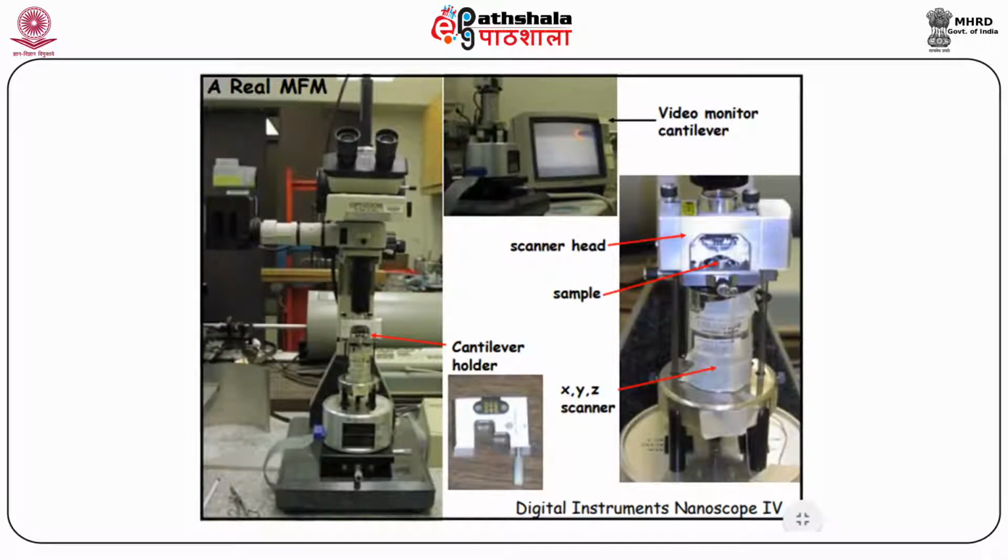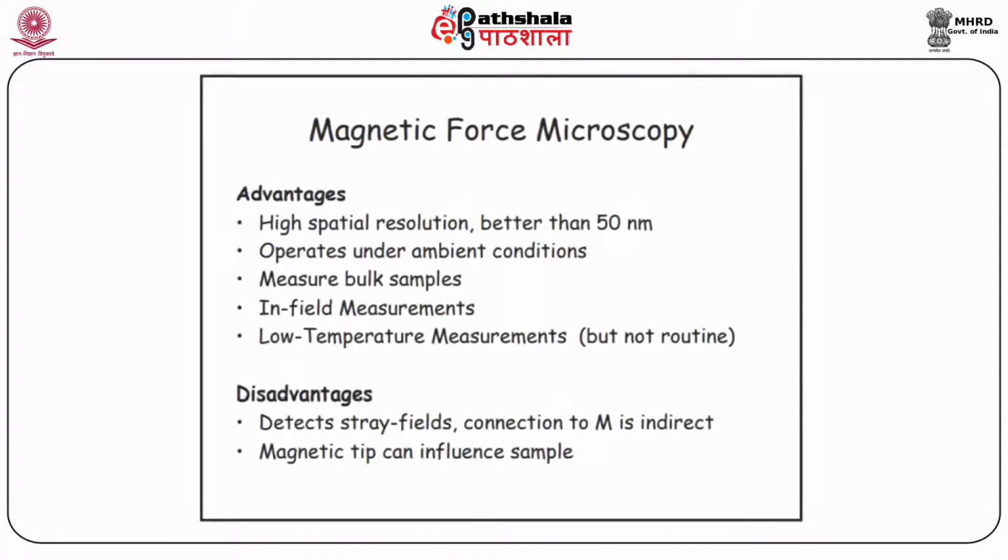A real MFM has been shown. The monitor has been shown, through which interaction between various layers can be discussed. Then we have the scanner head here, the sample holder, the cantilever head holder, and the XYZ scanner, and we can record with the help of these units. This is called the Digital Instruments Nanoscope, which has been shown here. We have given the advantages and disadvantages of the MFM.